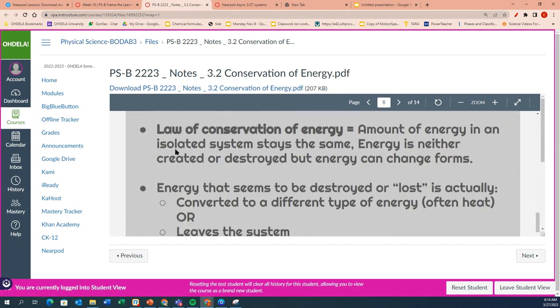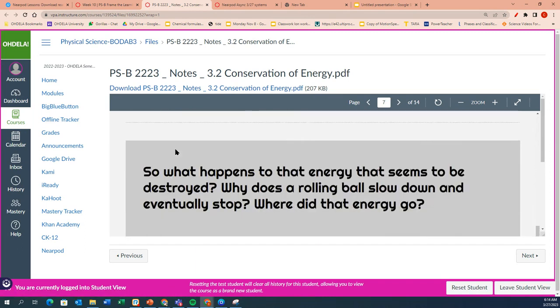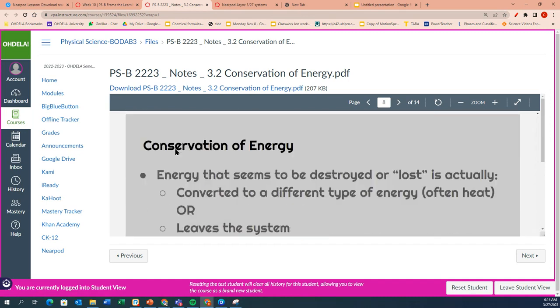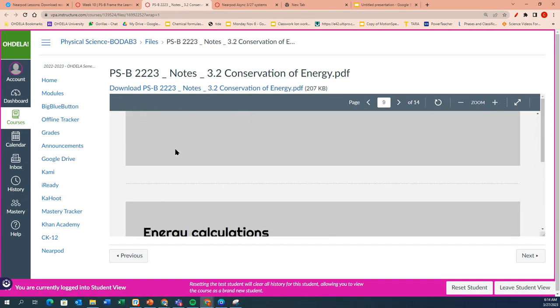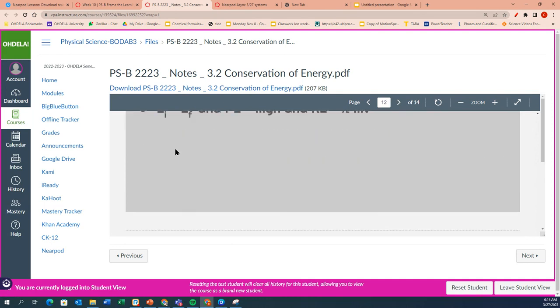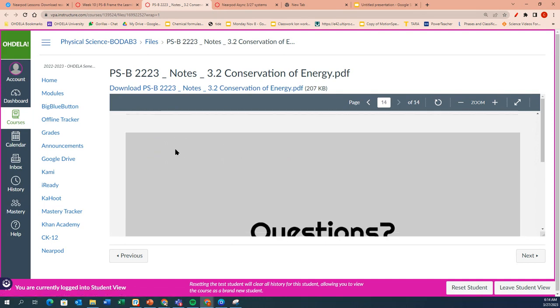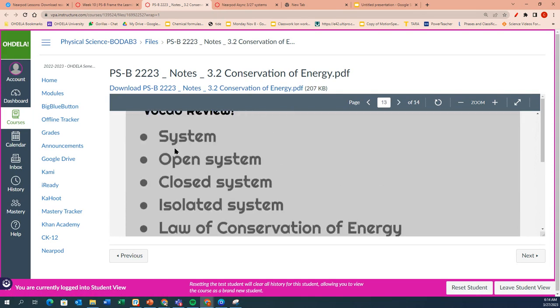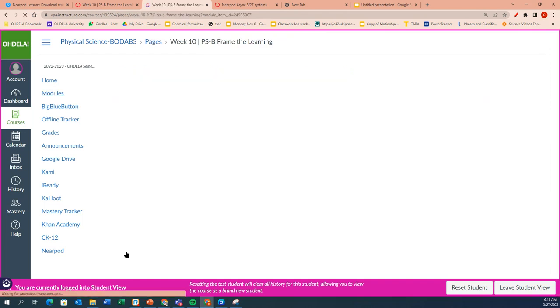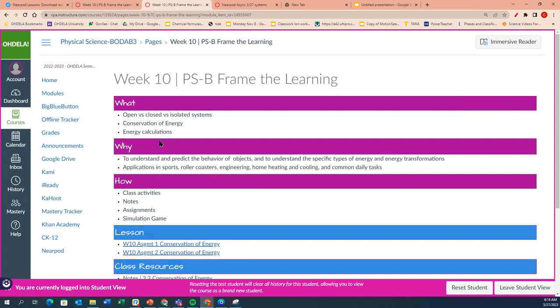The difference between closed, isolated, and open systems. So here are your definitions. Right, and at the end of this you will see, we'll be going over this, but these are your vocabulary. Right, so that is in your module page, on the notes page. All right, so let's get started here.